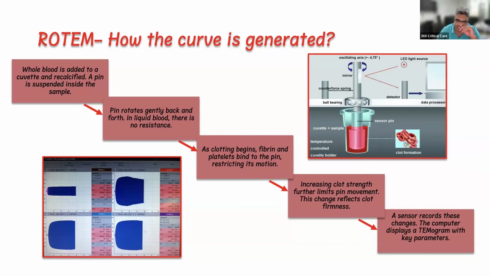So there are five channels, we say. The first is the FIBTEM or fibrinogen oriented channel, EXTEM or extrinsic pathway, INTEM is the intrinsic pathway, APTEM is more looking at the fibrinolysis component, where you add aprotinin into the blood. And the fifth one is the HEPTEM or heparin channel, where you neutralize the effect of heparin by putting heparinase into the blood. So five channels, okay.